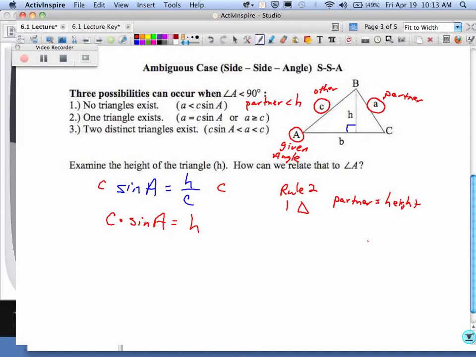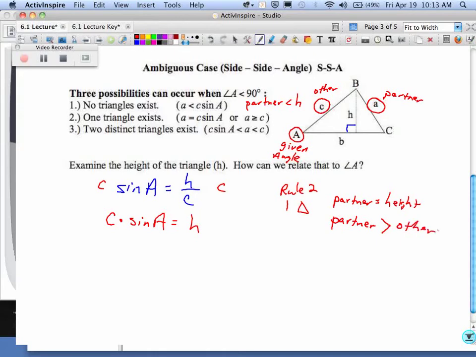Back in the days of geometry, there's a little rule that talks about if one of the sides that you know in angle side side is an altitude or a leg of the right triangle, you're good. Go ahead and work with it. What's the second rule? Rule number two has two parts to it. Either it's possible that they're identical sides, or the partner side is greater than the other side.